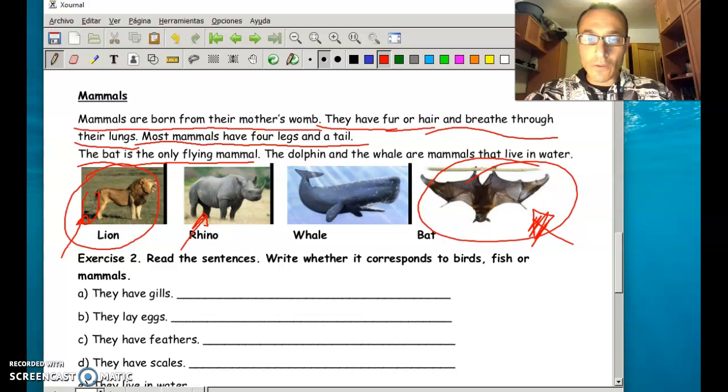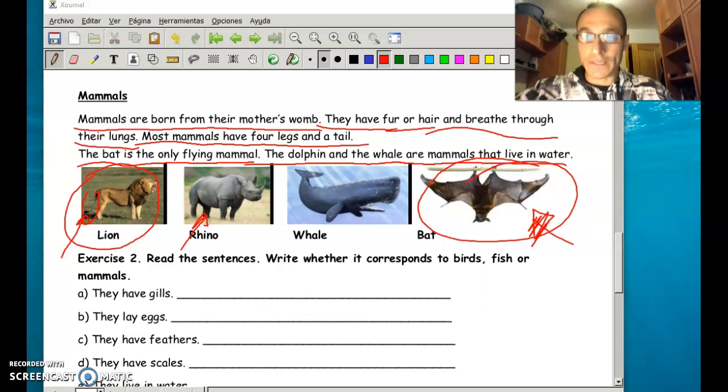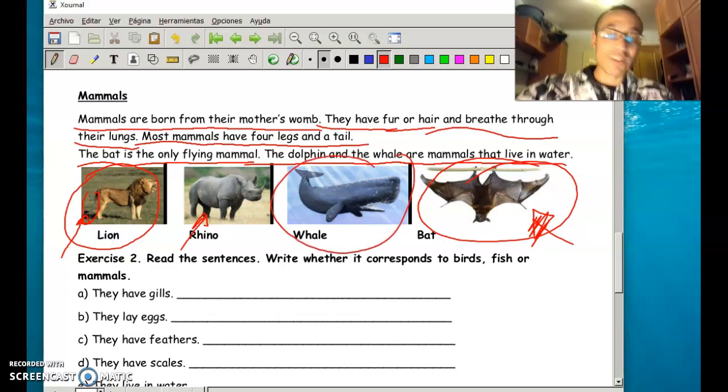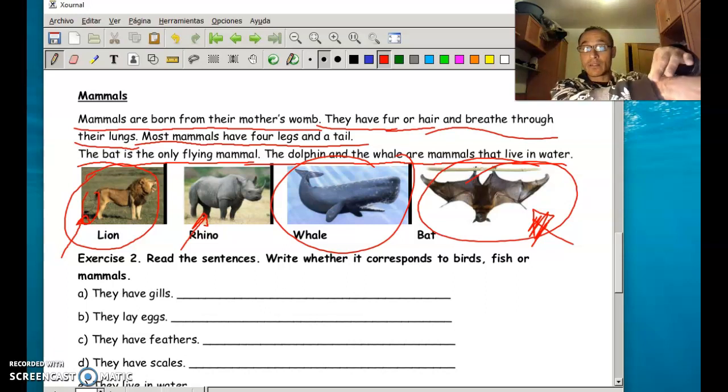Then on the other hand, we've got the dolphin and the whale. The dolphin and the whale are mammals that live in water. This is a whale. The whale is not a fish. No. The dolphin is not a fish. They are mammals. Okay. They don't have fur, right?